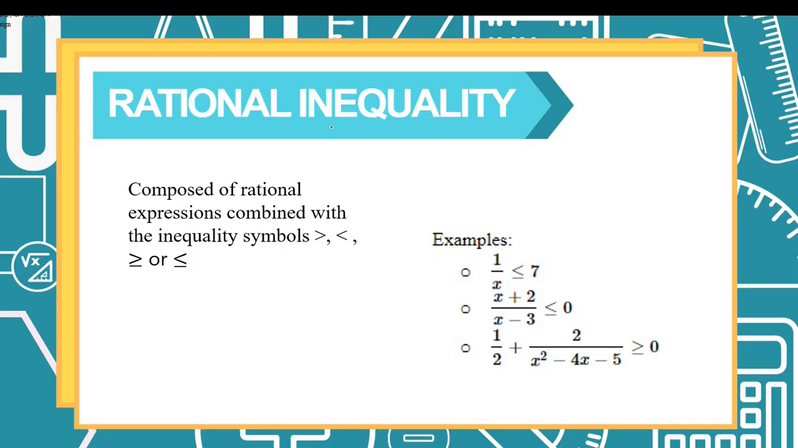So please familiarize yourselves with the symbols being used for rational inequality. Some examples are 1 over x is less than or equal to 7, (x plus 2) over (x minus 3) is less than or equal to 0, and lastly 1/2 plus 2 over (x squared minus 4x minus 5) greater than or equal to 0. These are all examples of rational inequalities.